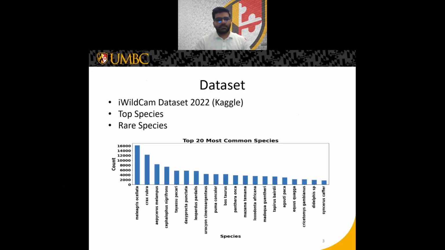The dataset that we used was the iWildCam dataset, 2022 version from Kaggle, and it has multiple species. Top species and rare species are both in there. The chart below shows the top 20 species of the iWildCam dataset, with the names and the counts, and it clearly shows one of the top species in the dataset.